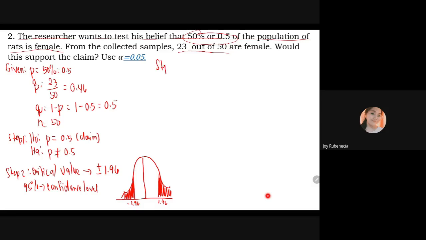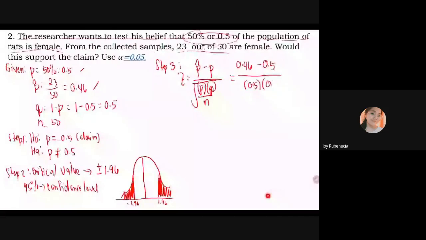Step number 3 is for the computation. So sample proportion minus population proportion, all over the square root of P times Q all over N. So you just plot it. We have 0.46 is the sample proportion minus the population proportion. Baliktad. Population proportion pala yon. All over, our P is 0.5 and the Q is also 0.5 and the N there is 50. Can you compute? Ano ang lalabas?